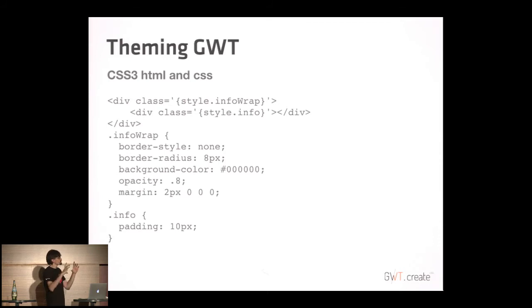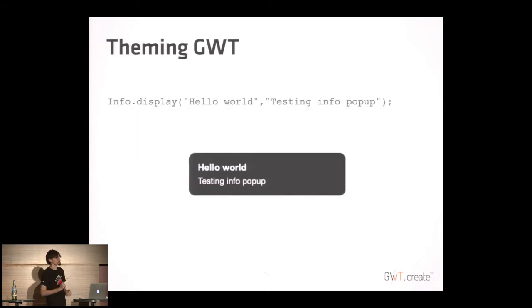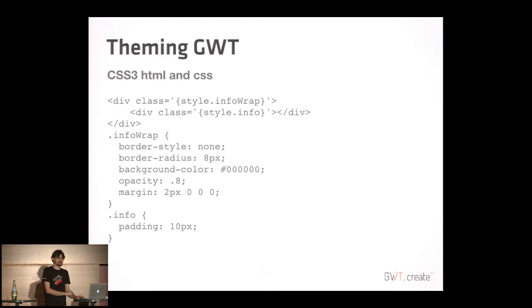And then for the inner class, we add a little bit of padding to push the text slightly away from the edges. So CSS3, this is all we need. If we wanted a gradient for the background, we could have done that for the background line instead.